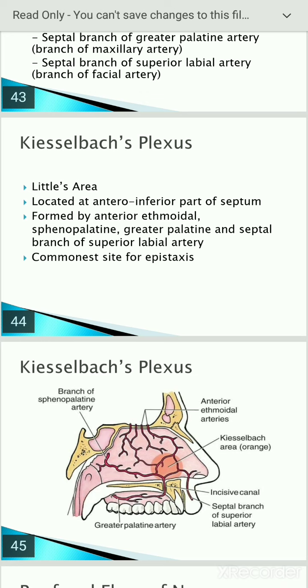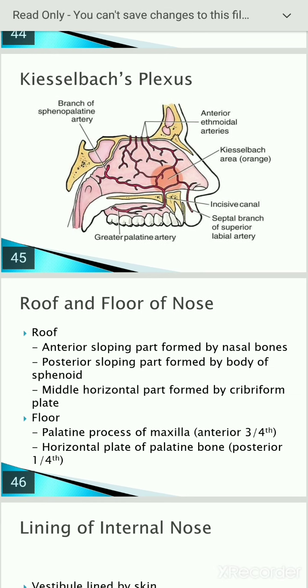One plexus is created in the little area. It is known as Kiesselbach's plexus. It is located at the anteroinferior part of the septum. It is formed by the anterior ethmoidal, sphenopalatine, greater palatine, and septal branch of the superior labial artery, and it is the commonest site of epistaxis. In this figure, Kiesselbach's plexus is shown.